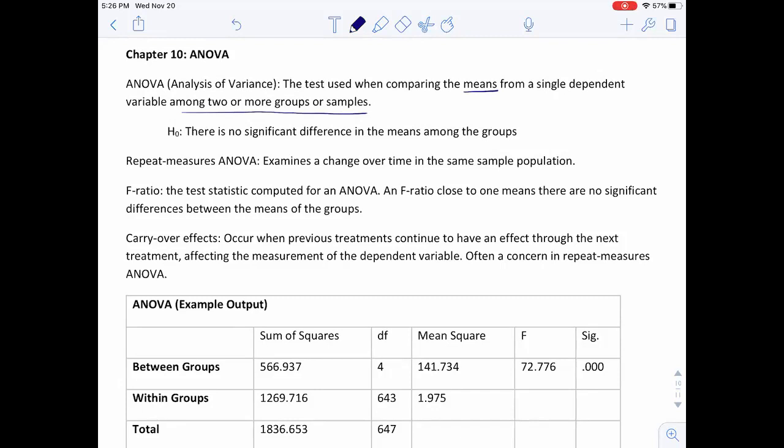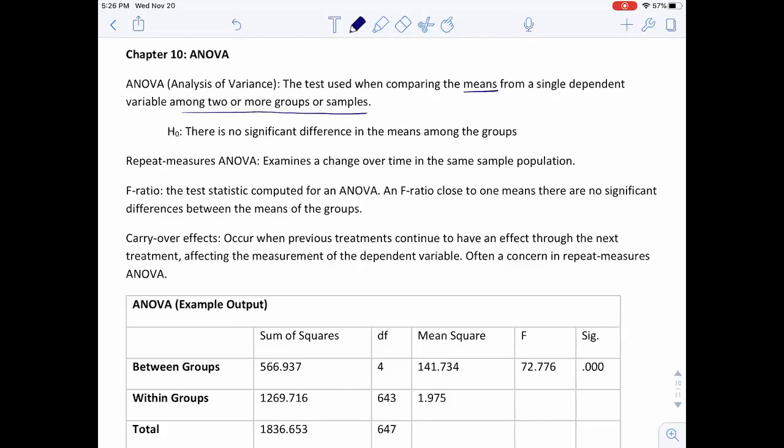Remember, ANOVA only tells you if there is a difference between any of the groups. It doesn't tell you which one, right? It'll only detect a difference in general, and then it's our job to dive in and say, oh, it's probably here, test it using t-tests, right? We use these pairwise t-tests.